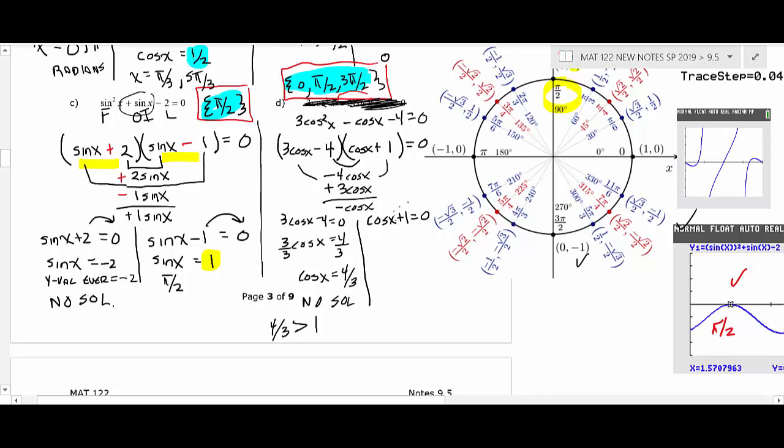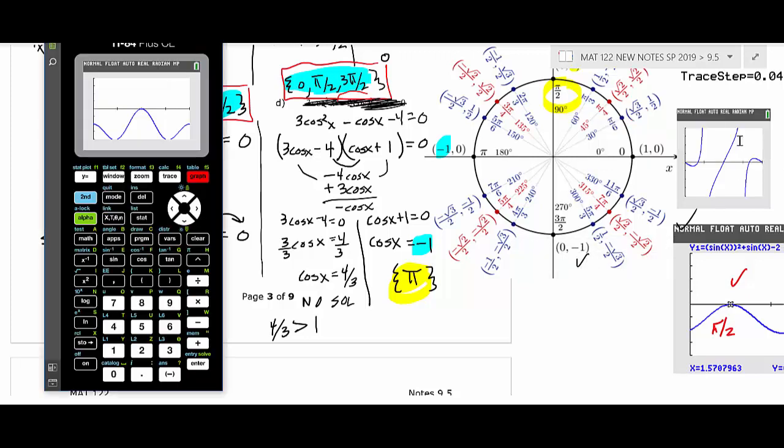Okay. However, this one, you can subtract 1 from both sides. You get cosine of x is negative 1. So that happens at pi. So that means the answer to this problem, the only answer, would be pi. And that would check out on a graphing calculator. That would be your solution.